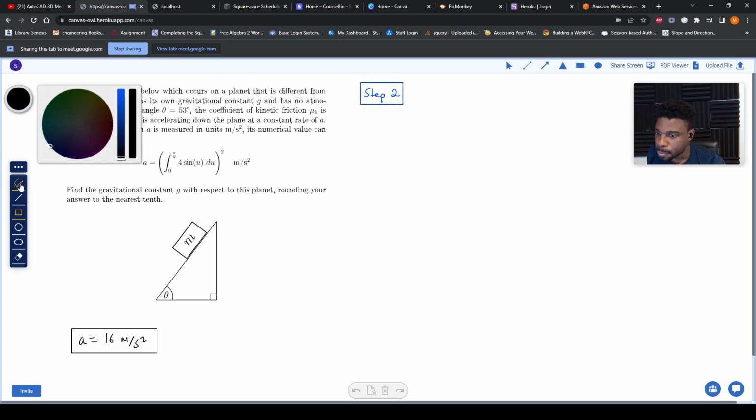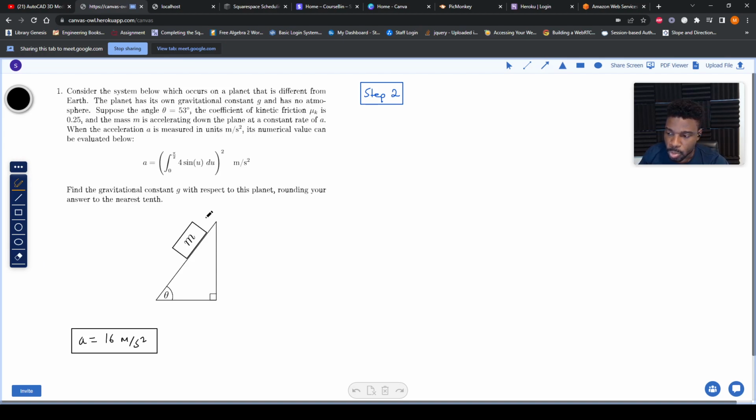Okay, so for step 2, we're going to essentially analyze this system, and from there we're going to identify all forces acting on our mass, and that'll allow us to set up an equation, and from that equation we can solve for g. So we're going to analyze the system and determine g.